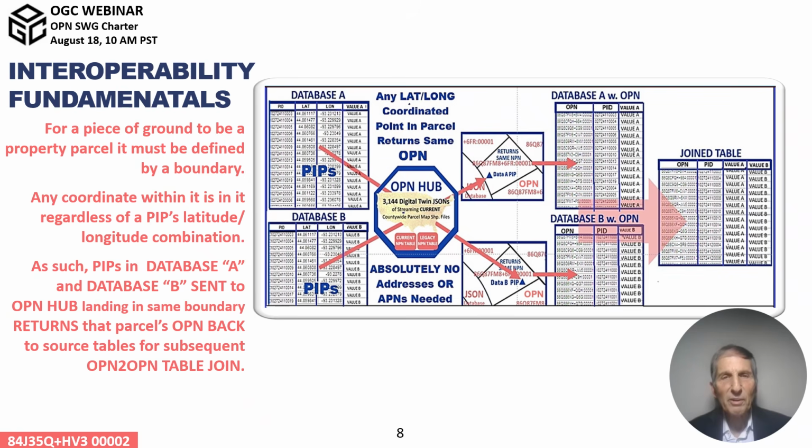UCPI interoperability fundamentals. For a piece of ground to be a property parcel, it must be defined by a boundary. Any coordinate within it is in it, regardless of that point's parcel latitude or longitude combination. As such, PIPs in database A and database B sent to the OPN repository landing in the same boundary returns that parcel's OPN back to the source tables for subsequent OPN to OPN join.